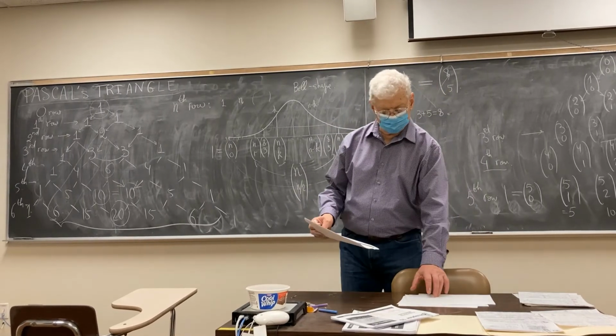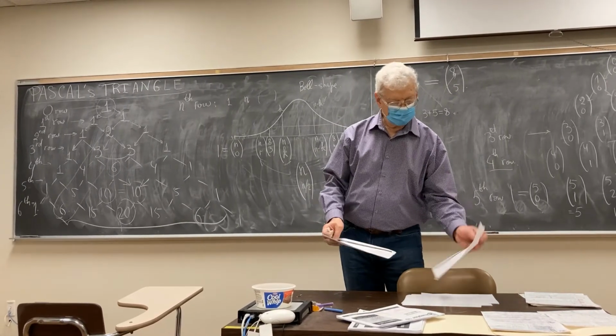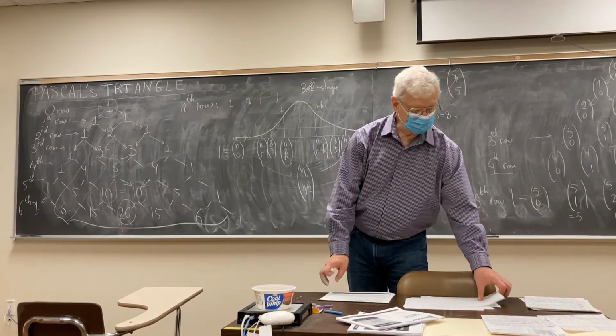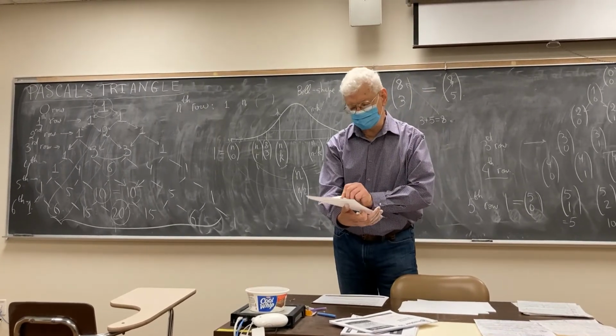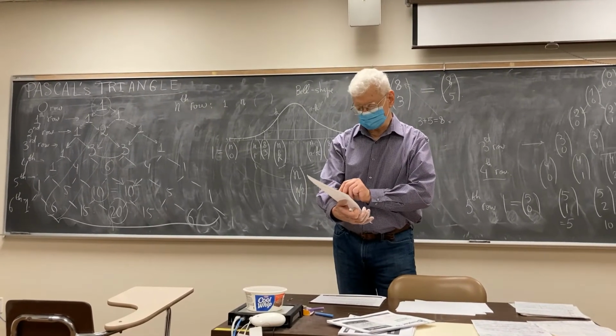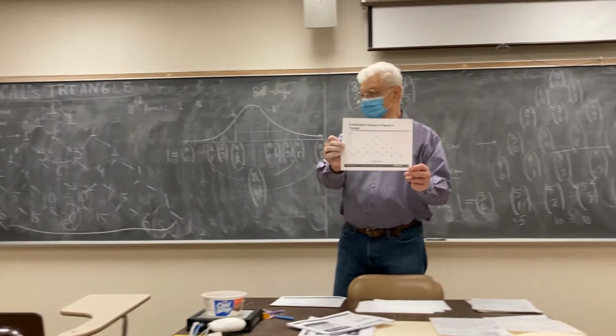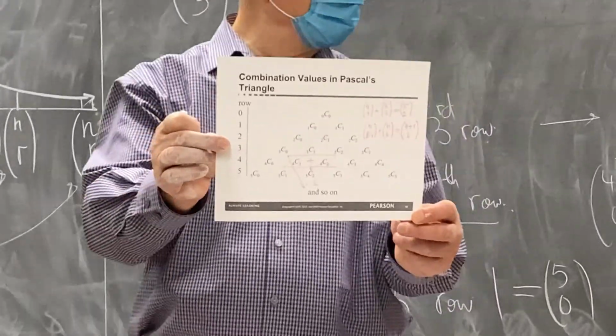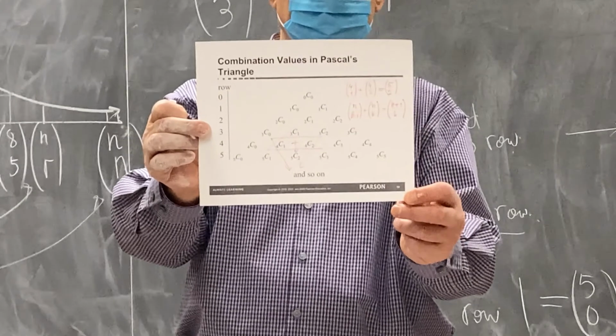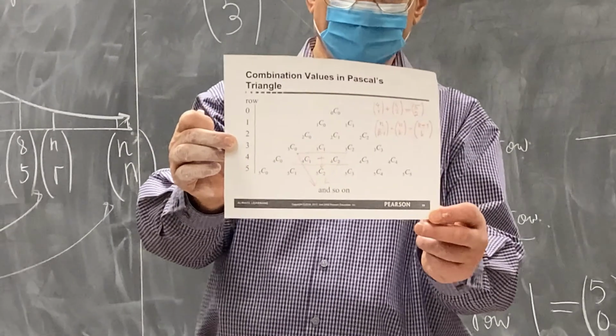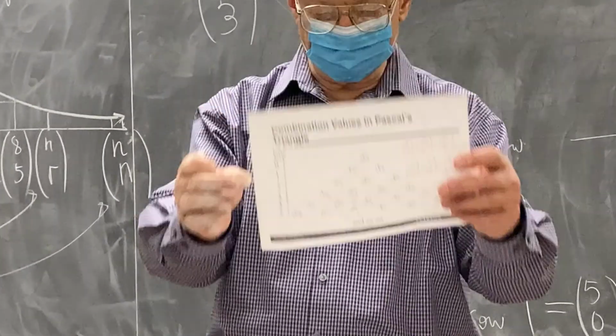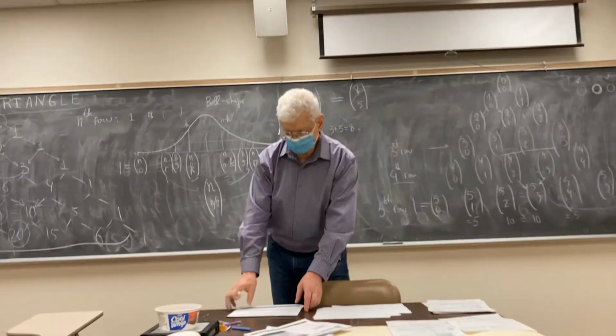Okay, so let me just look. You see on page 10, combination values in Pascal's triangle. It's written the same way, but in the notation N choose K. It's also up to the fifth row.